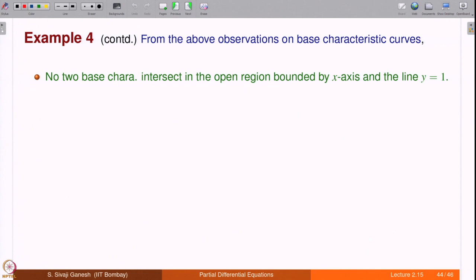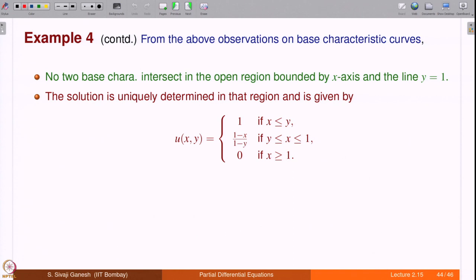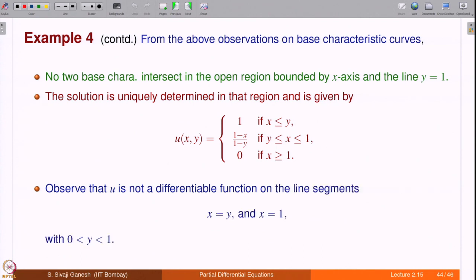Now both of them are from the F3 family, they do not intersect because they are parallel lines. So no two base characteristics intersect in the open region bounded by the x axis and the line y equal to 1, as we have observed. The solution is uniquely determined in that region and is given by this formula. Observe that u is not a differentiable function on the line segments x equal to y and x equal to 1.